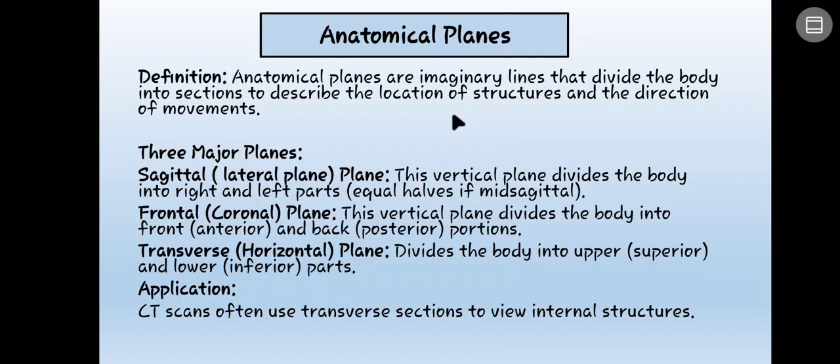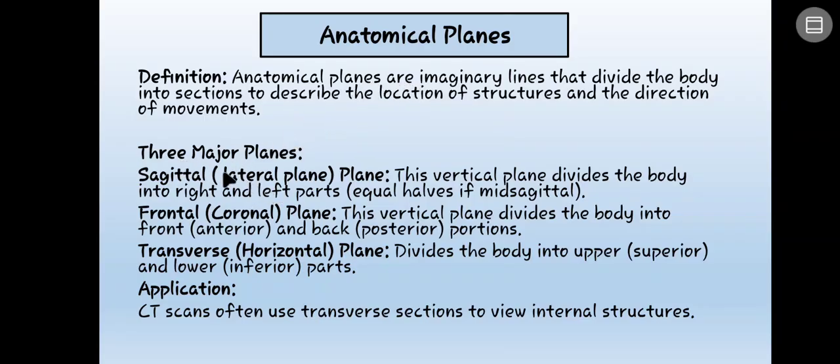Now, when we say anatomical planes, they are like imaginary lines that divide the body into sections to help us describe the location of structures and the direction of their movement. Anatomical planes are not things that are physically present in the body. They are imaginary lines that we assume to divide the body into various sections, especially when we are doing anatomical studies. That is what we refer to as anatomical planes.